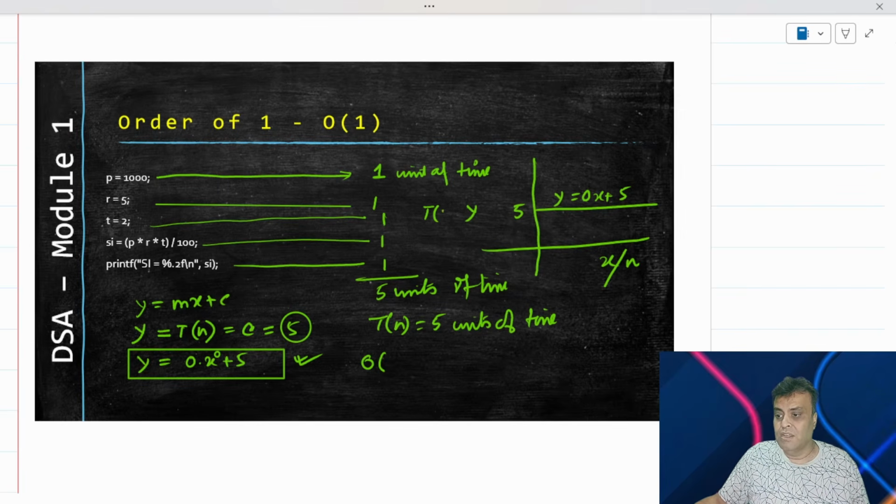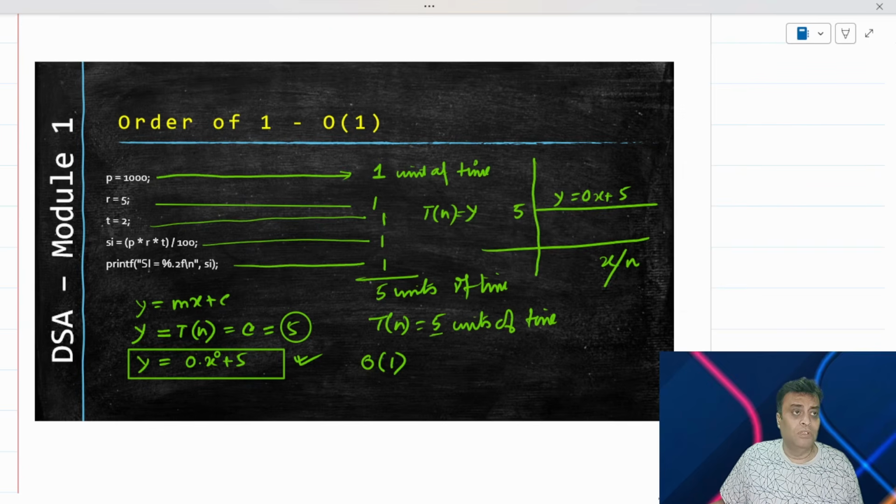So this is my T(n). T(n) is equal to y, and my x is actually the number of inputs, right? So what will I write? I will write this as constant amount of time. So therefore I will write this as order of 1. It is constant. I do not know that it will take 5 units of time means what?